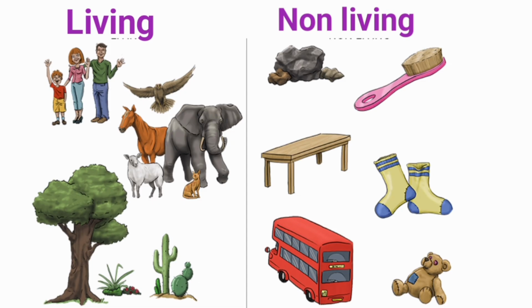When we look around, we see different things. Some are living and some are non-living. They have different sizes, shapes and colors. They all have mass and occupy space. All these things are matter.